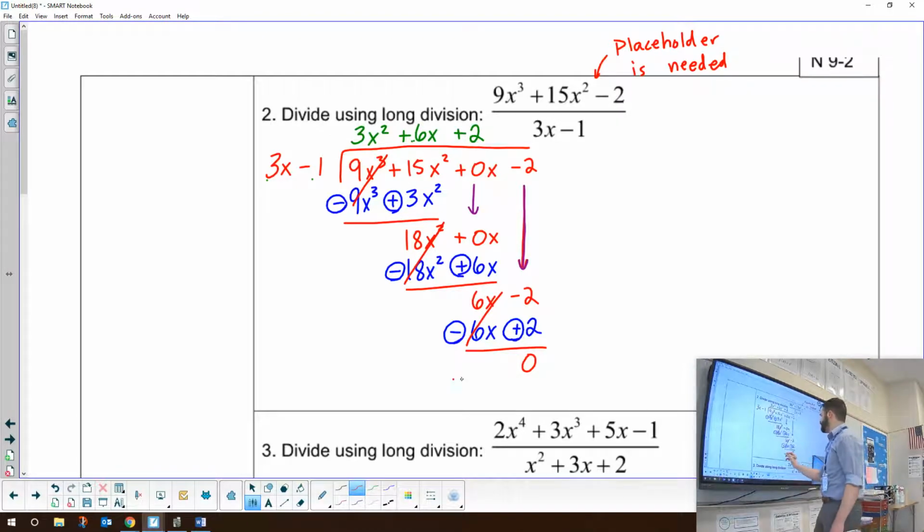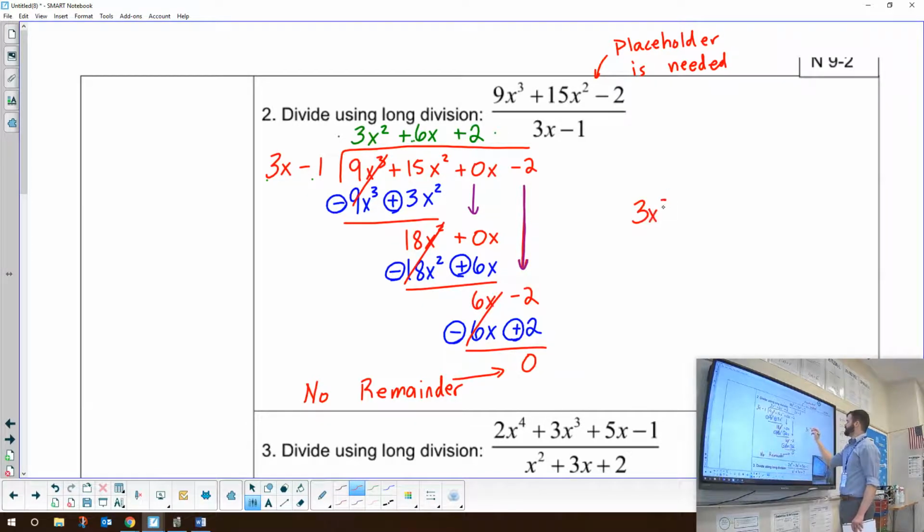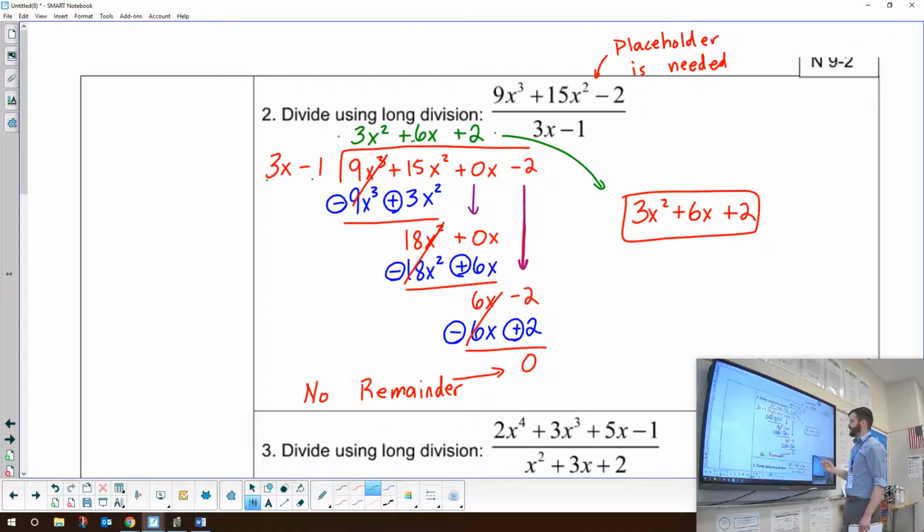So once again, I end up without a remainder. So I can even say that I have no remainder. So whatever we have up here on top is my final answer if I don't have a remainder. So I'm just going to write that out over here. 3x squared plus 6x plus 2 is my final answer. Okay? And that's how we use long division to be able to divide polynomials.